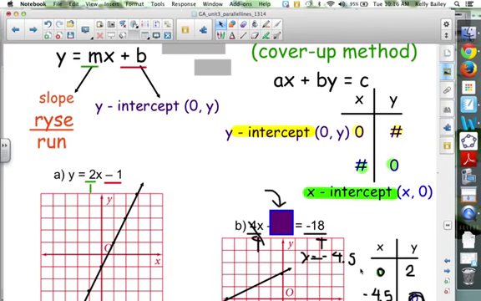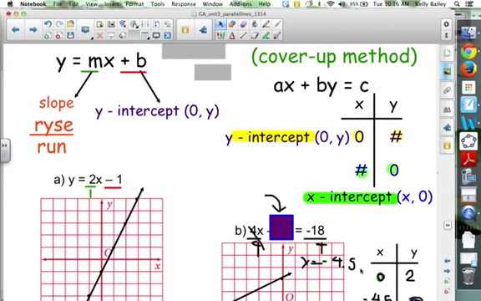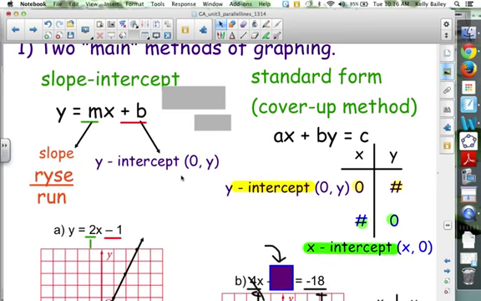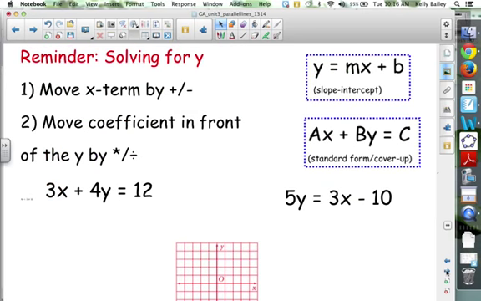Again, you can choose either method to graph. When things are presented in slope-intercept form, graph in slope-intercept form. When they're presented in standard form, graph in standard form. Not all of you like both methods, so I have a couple reminders for you.